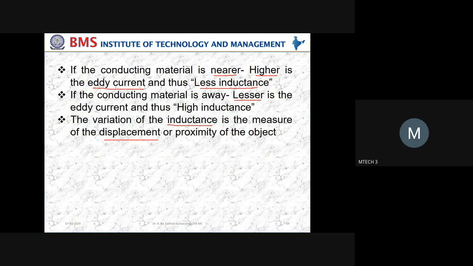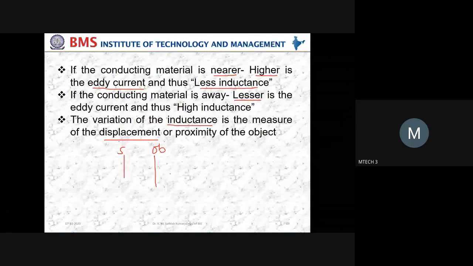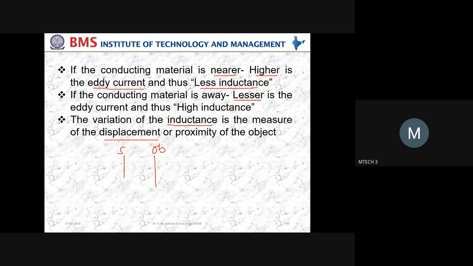Now what is changing here? Less inductance and higher inductance. The variation of the inductance is the measure of the displacement or proximity of the object. How much distance is present from the sensor to the object can be determined with the value of inductance. If the value of inductance is lesser, the closeness is going to be more. If the value of inductance is higher, the closeness is not near, the distance is going to be larger.